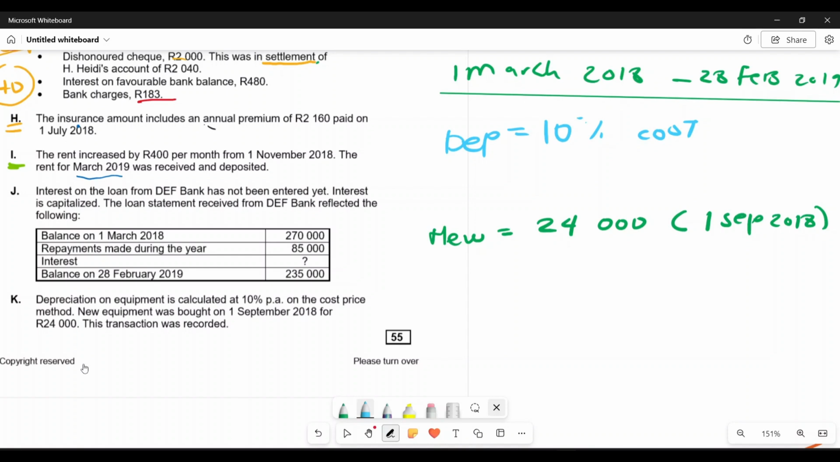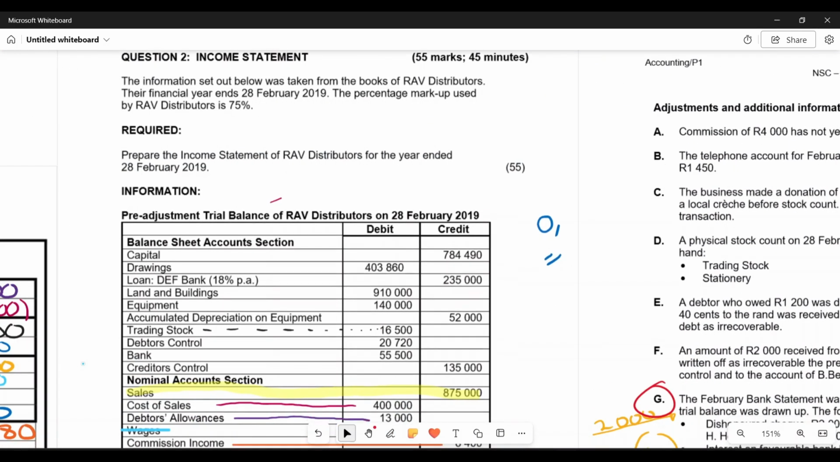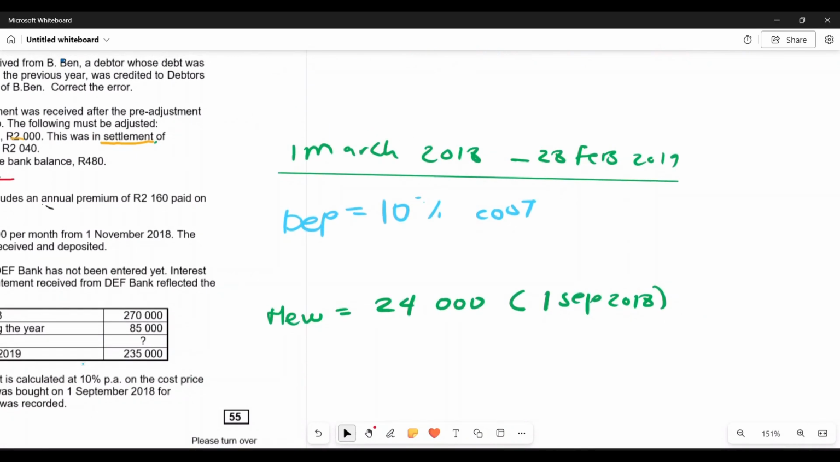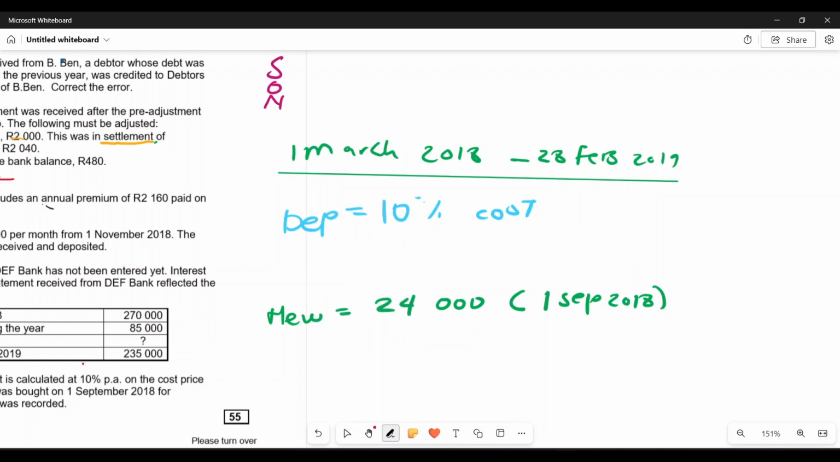Now we need to calculate depreciation, right? Let me see if we have any other fixed assets besides equipment. So we have equipment here. We don't have any vehicles. Remember, land and building don't depreciate. So the only fixed asset we have is equipment, and we need to calculate its depreciation. Remember, when you're calculating depreciation, you need to always use the cost method. First, you start by calculating depreciation for your sold, then your old or remaining fixed assets, and lastly, you calculate the depreciation for your new.